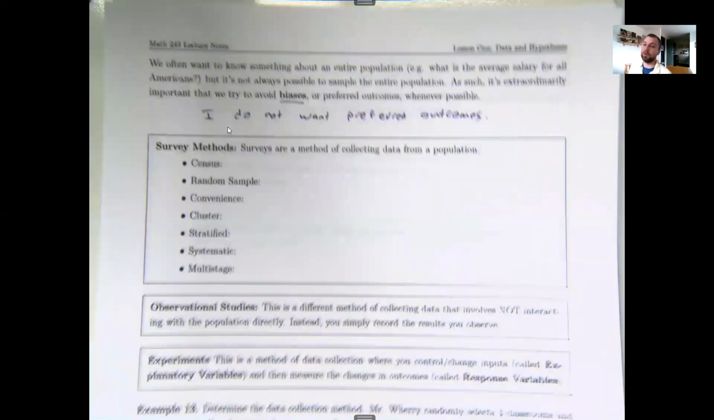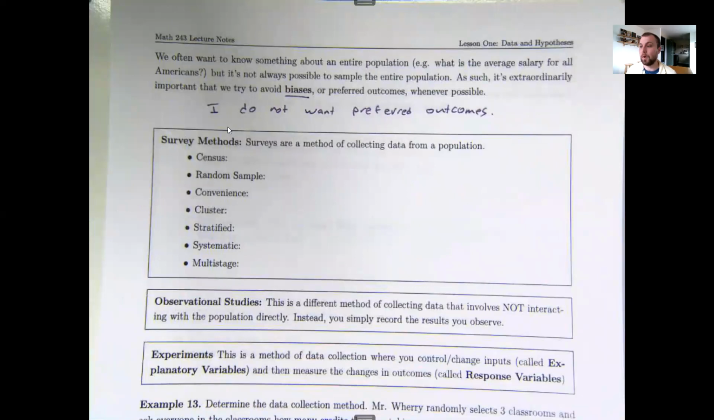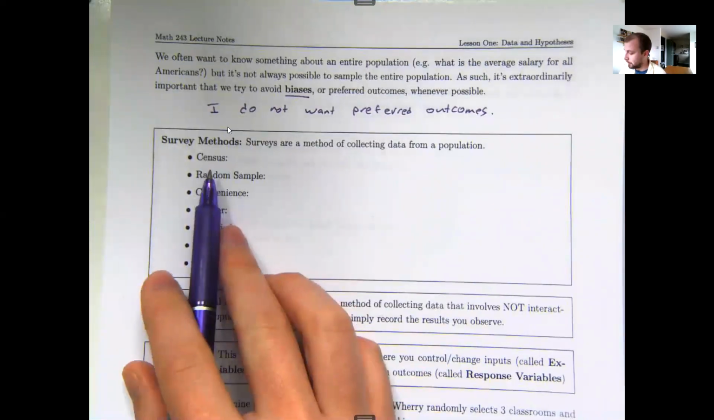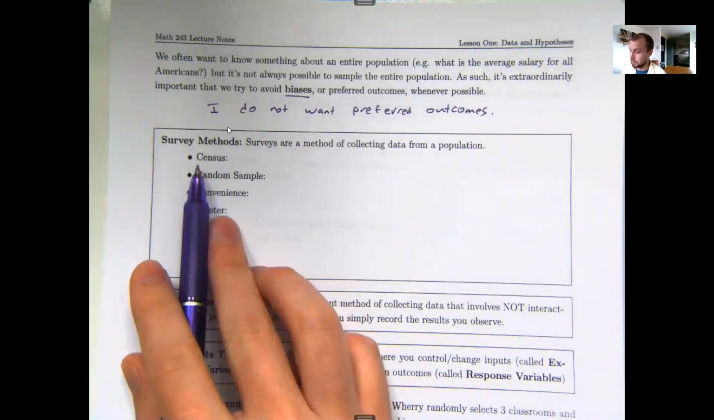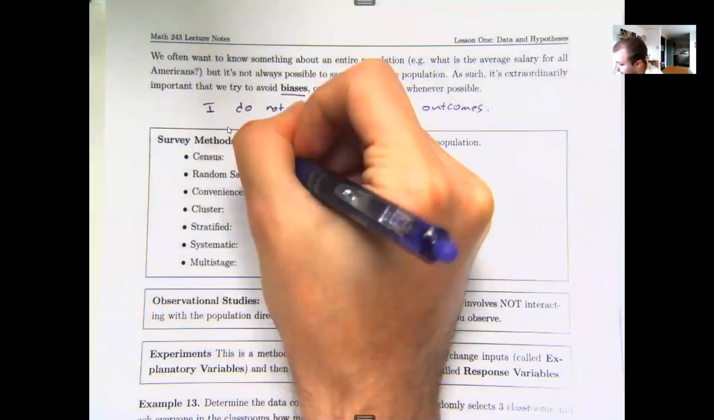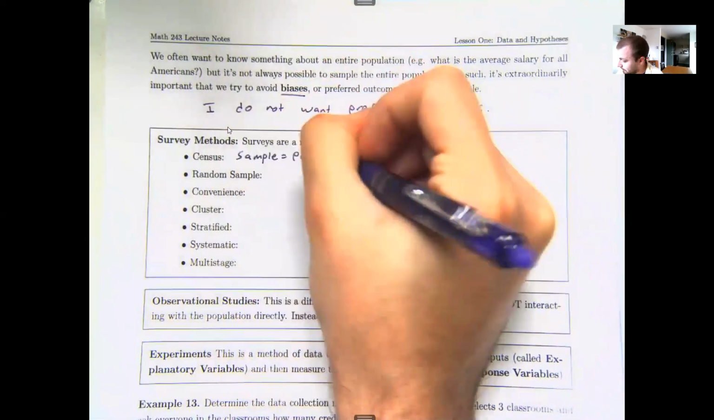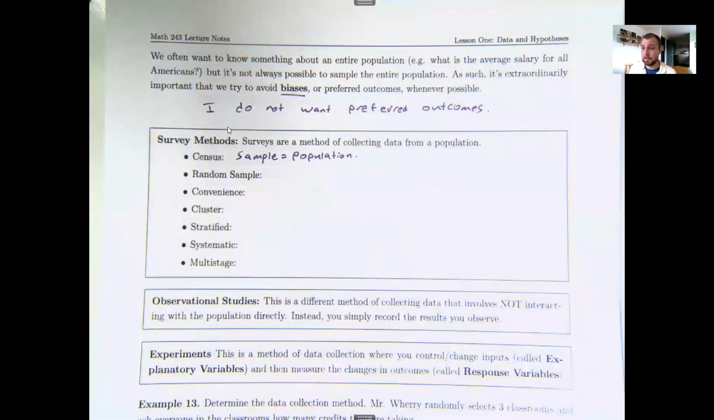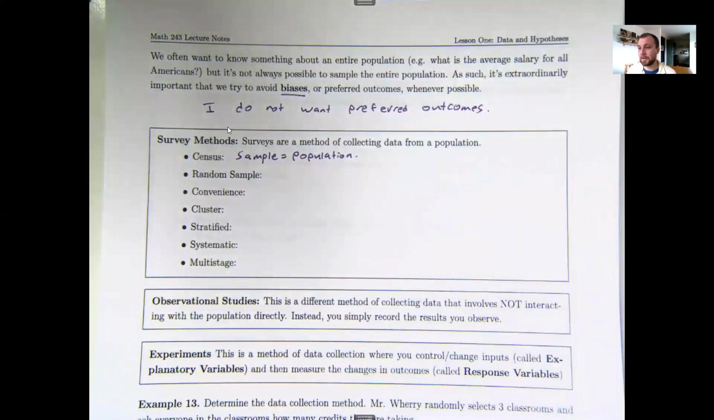I don't want to overrepresent one group or underrepresent a group. I want it to be as fair as possible. And one way I can be as fair as possible, at least in theory, in practice this is a really, really challenging thing to do, is I can do something called a census. And in a census, my sample is actually my entire population. They try to do something like this called the US Census, and that's got a lot of challenges to it because it's not practical to sample the entire US at any given time.